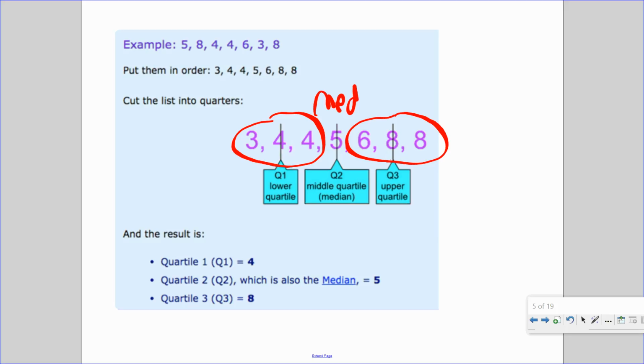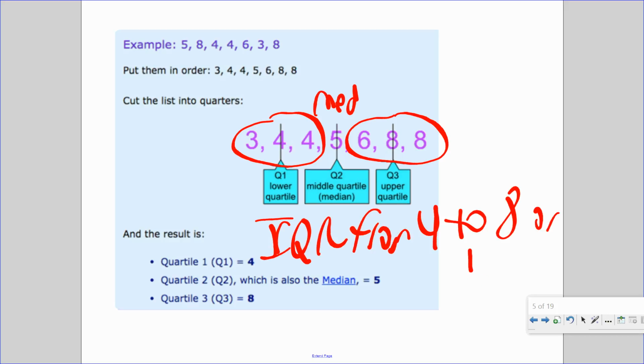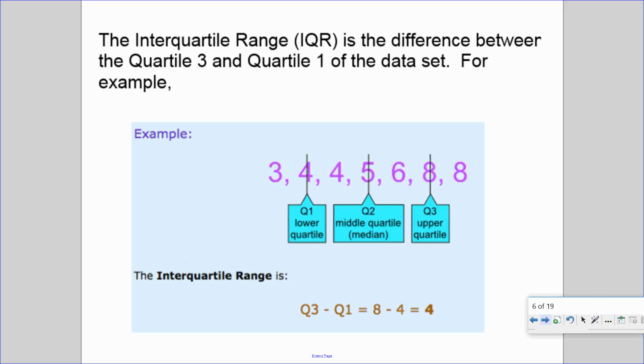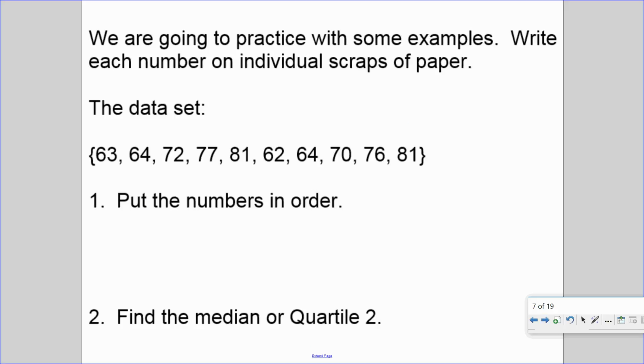So what is the IQR, or the range from the different quartiles? It ranges from 4 to 8, or 4. So the IQR is the difference between quartile 3 and quartile 1. So let's practice some more examples.